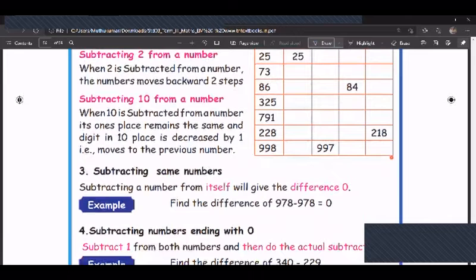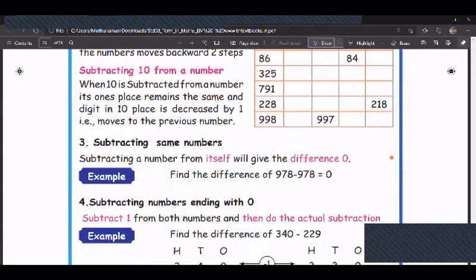Now, subtracting same numbers. You know this already. Subtracting a number from itself will give the difference 0. When two numbers are the same and they get subtracted, the answer will be 0. Here, 978 minus 978 equals 0.